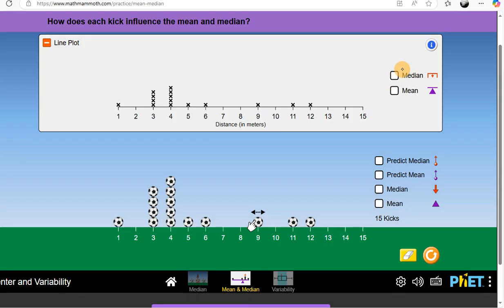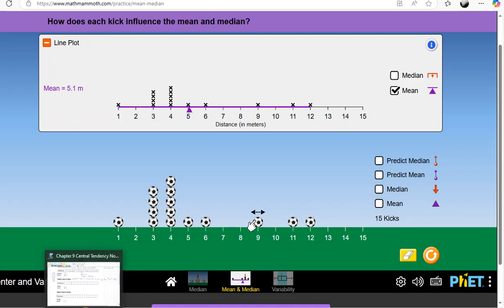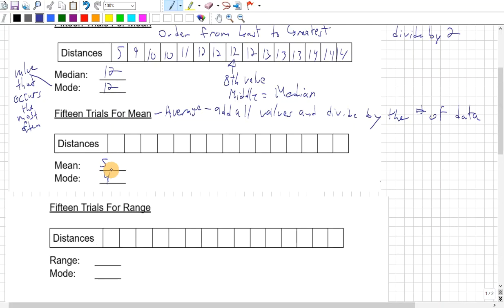And the median also gets shown this time too, which is very interesting. It counts them down and then shows you the median over here. The median is 4. We don't need that data right now, but that's good to know. And the mean, what it's going to do is add all the values together: 1 plus 3 plus 3 plus 3 plus 3 plus 4 plus 4 plus 4 plus 4 plus 4 plus 5 plus 6 plus 9 plus 11 plus 12. And then it's going to divide by the number of data that we have, which is 15. We had 15 total sets of data, so we divided by 15, and we found the value to be 5.1.